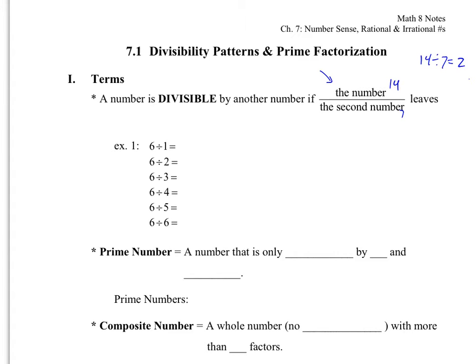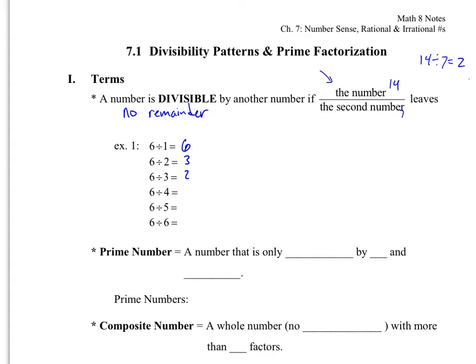So it's divisible if when you do that, it leaves no remainder. So we say numbers are divisible by each other when they leave no remainder. So 14 divided by 7 would be 2. Divisible, right? Because it leaves no remainder. It's a whole number answer. So 6 divided by 1 is 6. It's divisible. 6 divided by 2? 3. It's divisible. 6 divided by 3? 2. It's divisible.